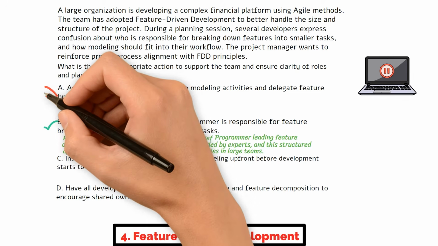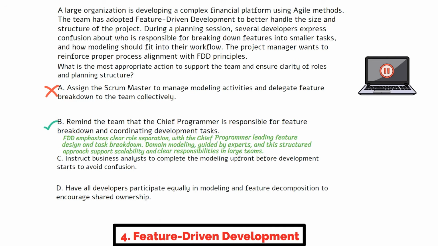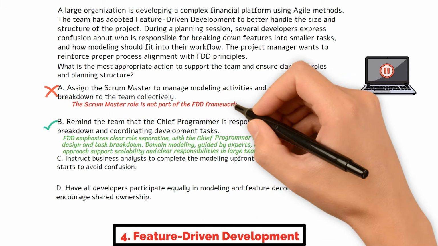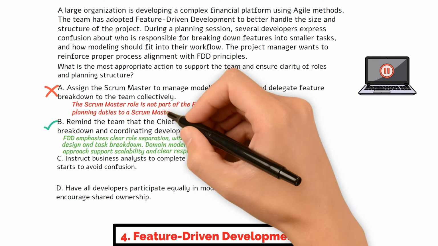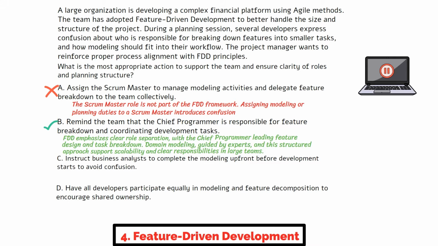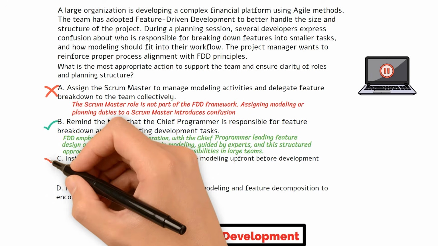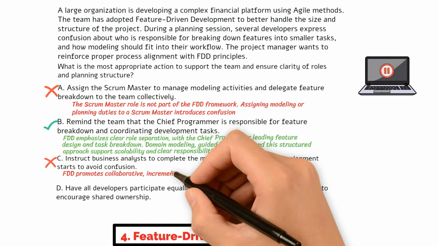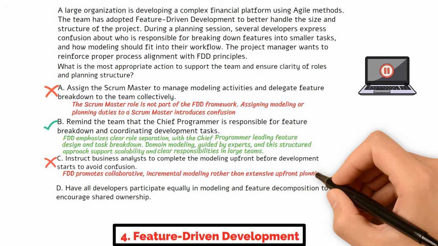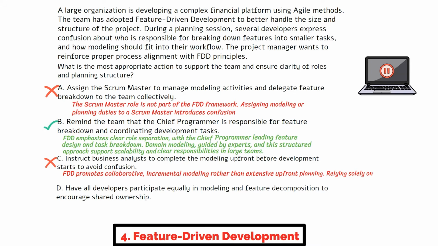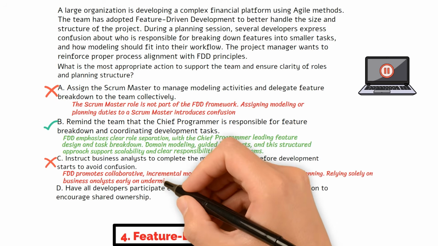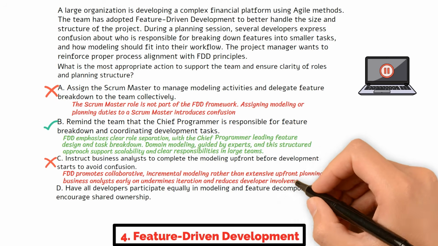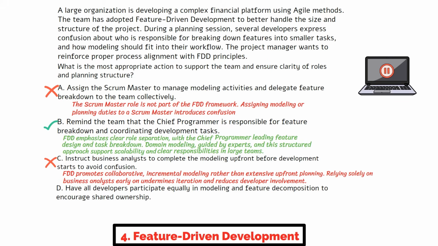Choice A is incorrect. The Scrum Master role is not part of the FDD framework. Assigning modeling or planning duties to a Scrum Master introduces confusion. Choice C is incorrect. FDD emphasizes collaborative modeling and incremental planning, not big upfront modeling. Having business analysts do all modeling upfront violates the iterative, feature-driven approach and reduces developer engagement.